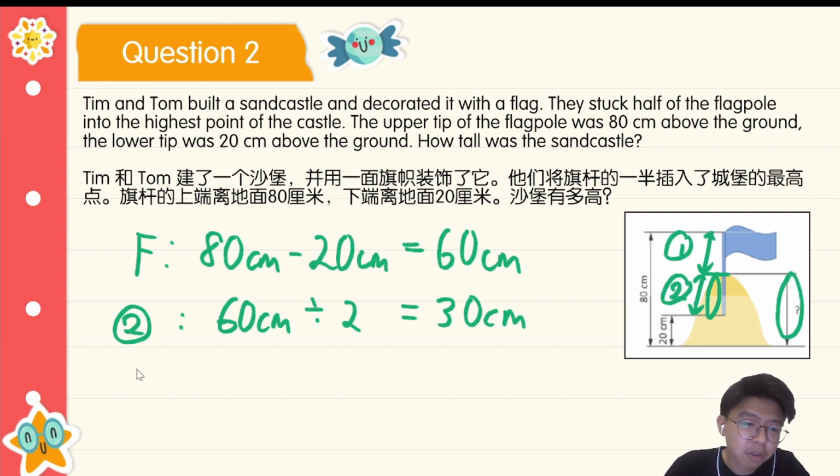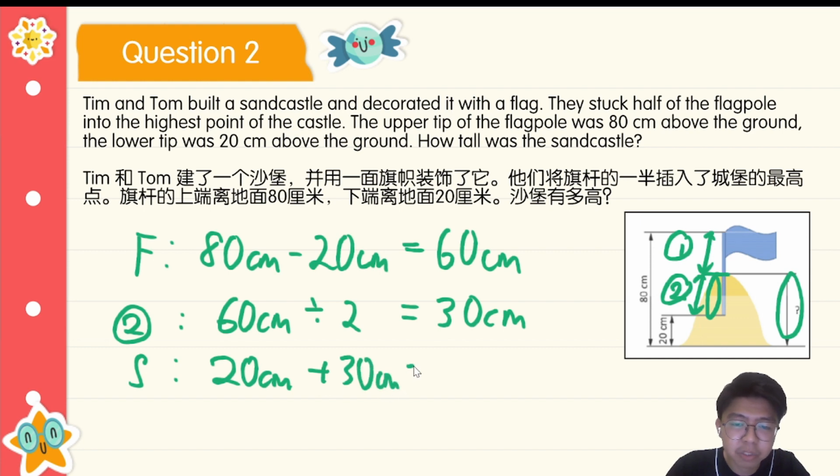So since we have figured out this part, can we find out the height of the sandcastle? Yes. So for the height of the sandcastle here, we'll label it as S. So 20 cm plus the height we found out just now, which is 30, and we'll get the answer is 50 cm.